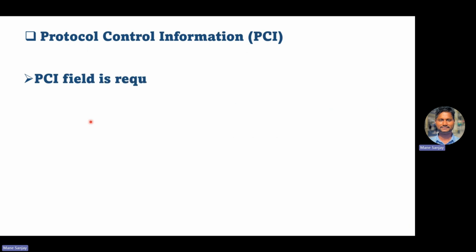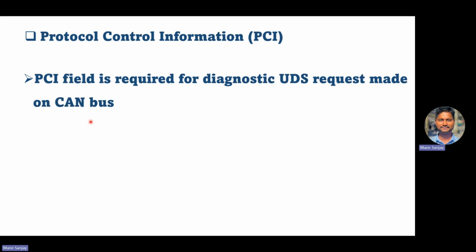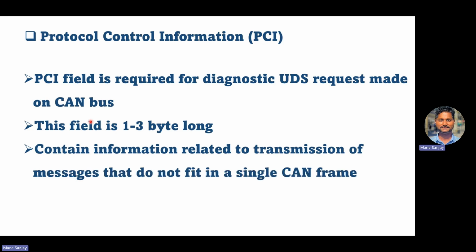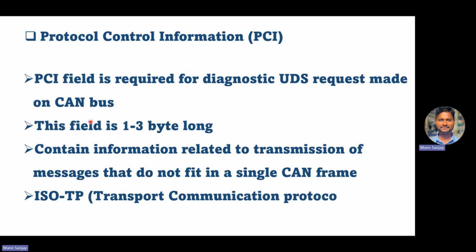So the PCI field is not per se related to the UDS request itself, but it is required for the diagnostic unit request made on the CAN bus. This field is 1 to 3 bytes long, so it's a variable field basically. Sometimes it is 3 bytes, sometimes it is 1 byte. And it contains the information related to the transmission of the message that does not fit in a single CAN frame, right? So when the information is not fitting in a single frame, that information is sent with the help of the transport protocol. We call it TP, the transport communication protocol, right?